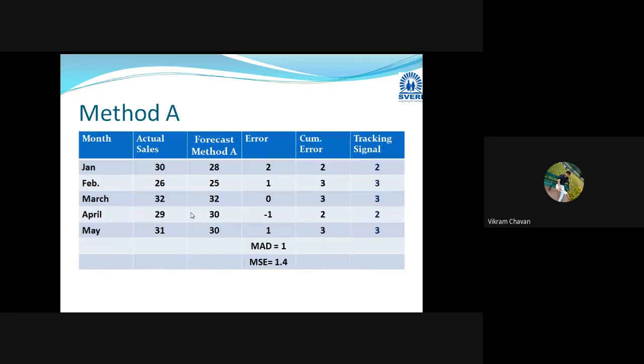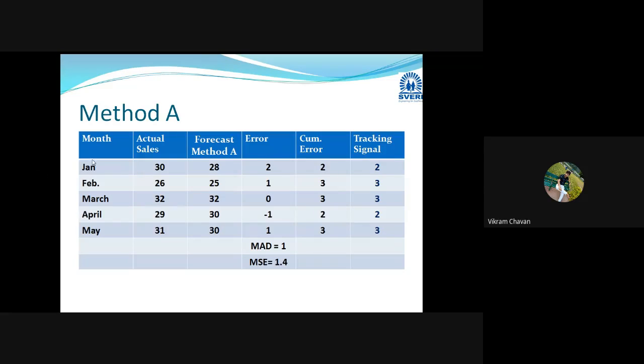the problem statement. Now here we have to prepare a table once again, for forecasting method A. The first column should be month, the second column actual sale, then the third column forecast method A, then error, then cumulative error and tracking signal. In this manner we have to prepare the table.